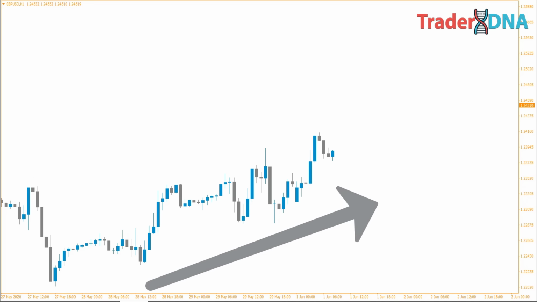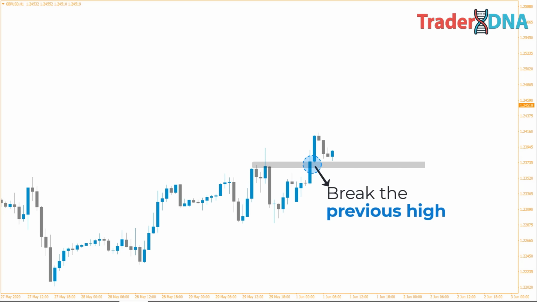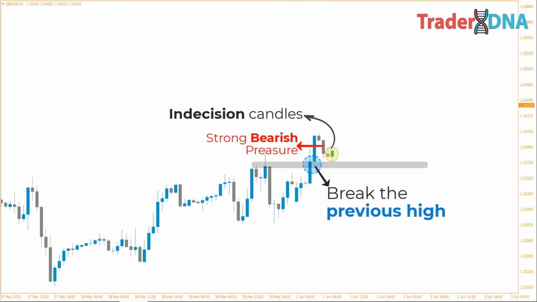So what are we going to do? We're going to wait for the market to break the previous high. Once it breaks that high, we want the market to pull back to this level, showing us strong bearish pressure. After that, we look for some indecision candles, and then we wait for that bullish candle to confirm the continuation of the trend. Boom! That's where we get in. Let's keep this train rolling.